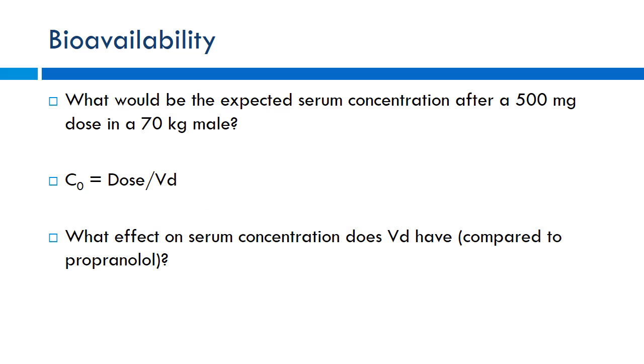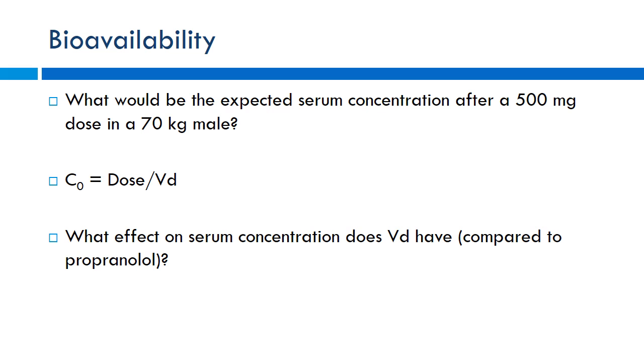So what would be the expected serum concentration after a 500 milligram dose in a 70 kilogram male? In this case, what dose are we going to use? 450, because that's what's actually making it into the systemic circulation. What did we say the Vd was? I don't know if you can look back on the slide. 0.2 liters per kilogram. So we would do 0.2 times 70, right? What do we get there? 14. Okay, so now we can figure out our concentration.